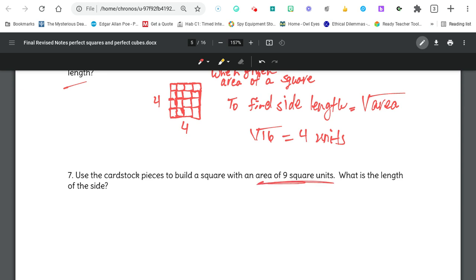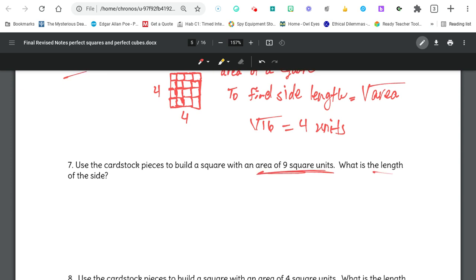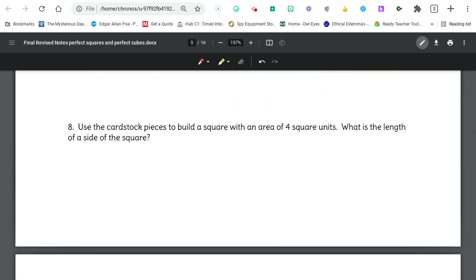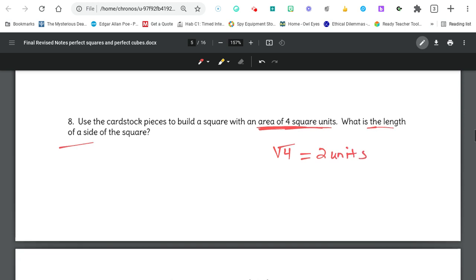Here the area of a square is 9. So if I want the length of the side, I just take the square root of 9. I get 3. And you don't know the units, so you just put 3 units. Here the area of a square is 4 square units. And you want the length of a side. You just do the square root of 4, which is 2.